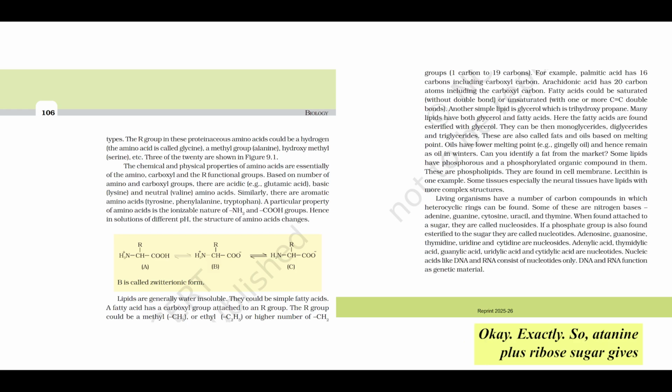Okay. Exactly. So adenine plus ribose sugar gives you adenosine. Guanine plus ribose gives guanosine. Thymine plus deoxyribose gives thymidine. Uracil plus ribose gives uridine. Cytosine plus ribose gives cytidine. These are all nucleosides. Adenosine, guanosine.